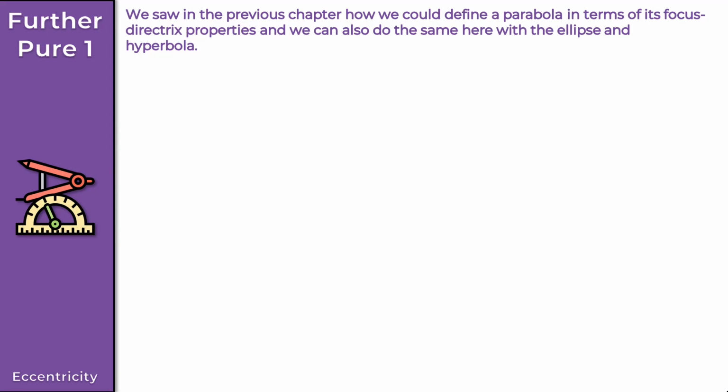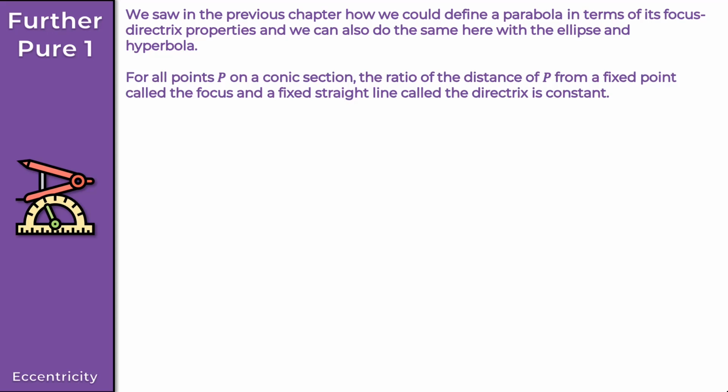In this video, we're going to take a look at the eccentricity. We saw in the previous chapter how we could define a parabola in terms of its focus-directrix properties, and we can also do the same with the ellipse and the hyperbola. For all points P on a conic section, the ratio of the distance of P from a fixed point called the focus and a fixed straight line called the directrix is constant. This ratio e is known as the eccentricity of the curve.